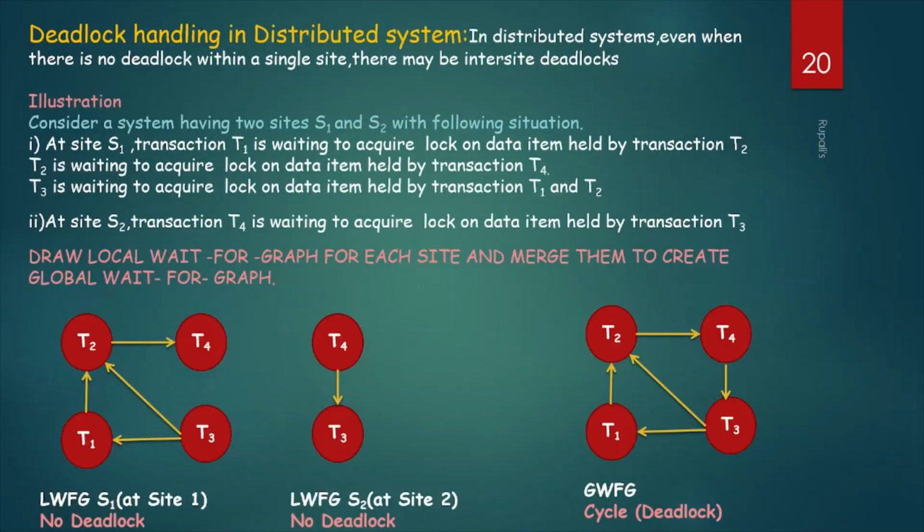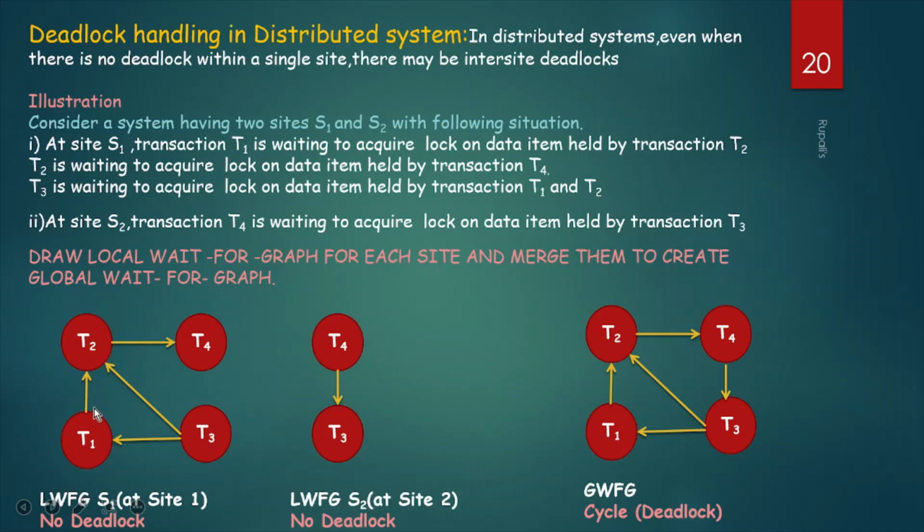How can we handle deadlock in a distributed system? In a distributed system, there are multiple sites. Even when there is no deadlock within a single individual site, there may be inter-site deadlocks. What is that? See this example. In a distributed system, say there are two sites S1 and S2, and the local Wait-for Graph is this for S1 and the local Wait-for Graph for S2 is this.